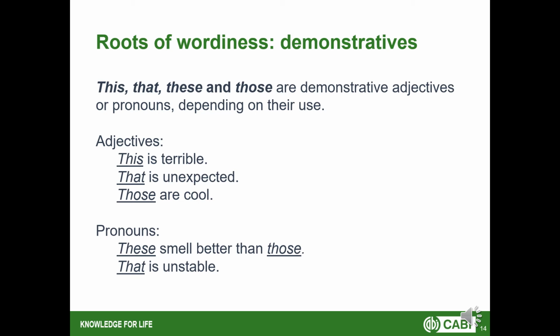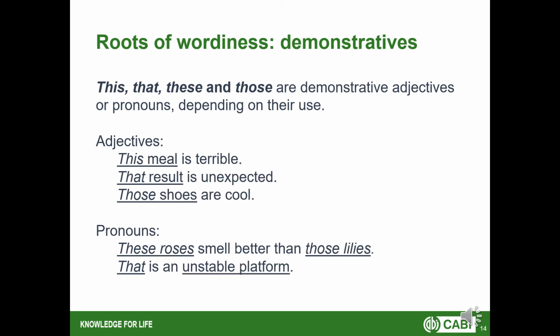So when you have a sentence, this is terrible, that is unexpected, those are cool, these smell better than those, that is unstable, and you change it to say, this meal is terrible, that result is unexpected, those shoes are cool, or these roses smell better than those lilies. Then you have concrete, specific references for those adjectives or pronouns that demonstrate something else. So it's important to have concrete, specific nouns in this case to be the referent for those demonstrative adjectives or pronouns. So these are the things that you need to detect and pay attention to and stop and look and see if there's a way to revise your text to make it more concrete and therefore more readable or comprehensible for your reader.